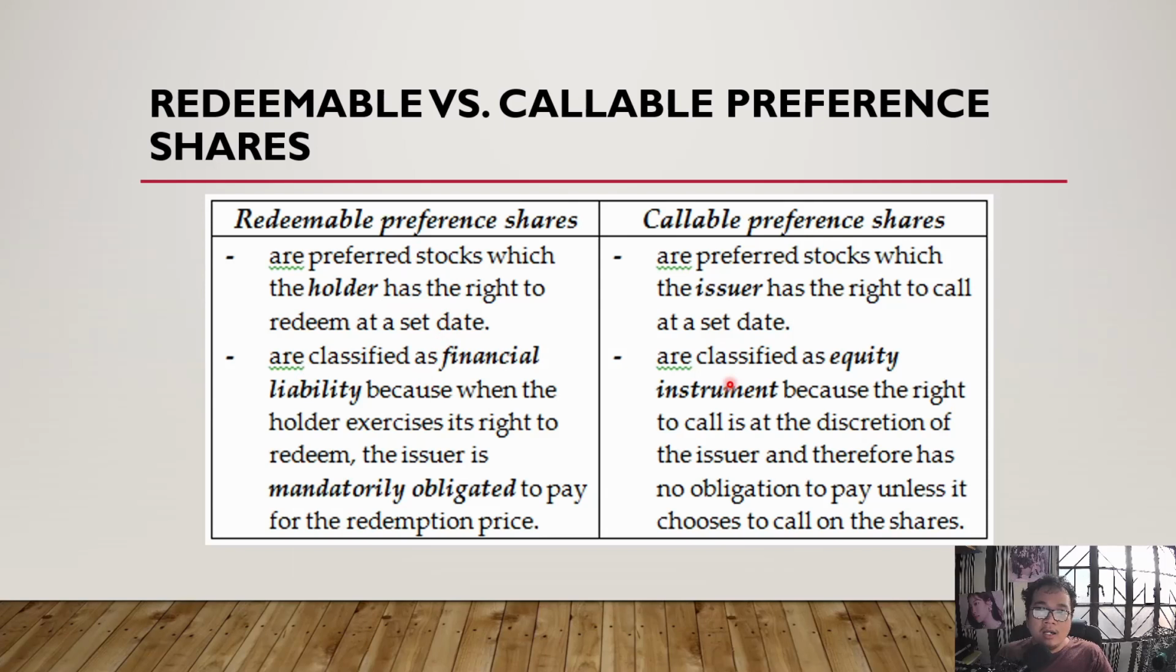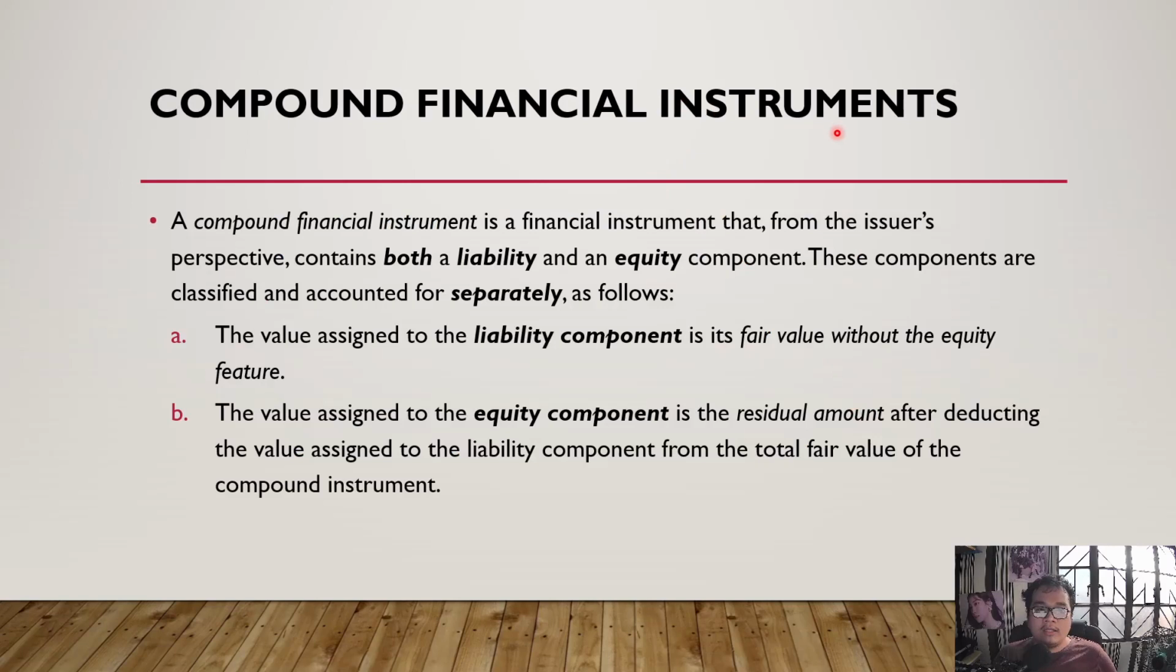On the other hand, itong callable preference share, yung right to call, yung may karapatan dito, si issuer. Yung company. So, favorable sa kanyang conditions. So yan, equity instrument siya. Ito naman, compound financial instrument. Basically, ang pinag-usapan nito, kinombine yung dalawa. Paano? A compound financial instrument is a financial instrument that from the issuer's perspective, sa kanyang point of view kay company, contains both a liability and an equity component. So ibig sabihin, compound, dalawang nandyan. Liability and equity component. So, parang kung gagawa ka ng pie, gawin niyo, ganun.